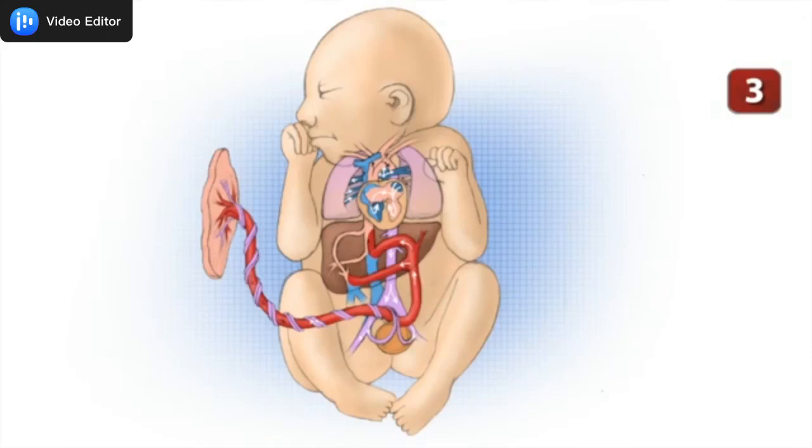Most of the blood in the pulmonary trunk flows into the arch of the aorta through the ductus arteriosus, which allows blood to bypass the lungs and flow directly into the systemic circulation.